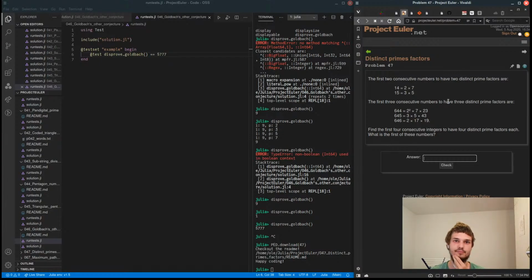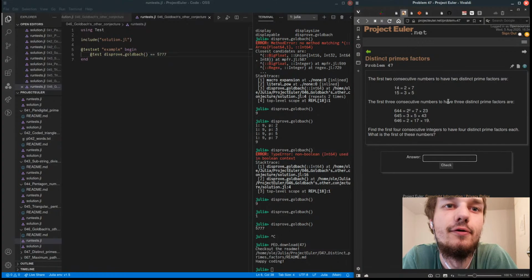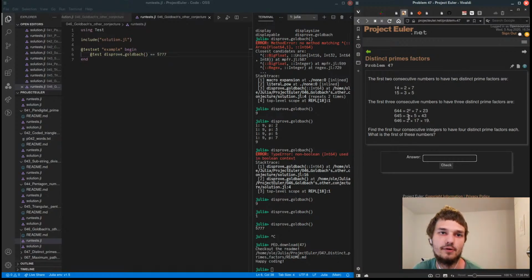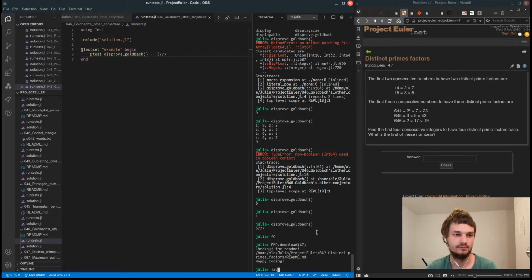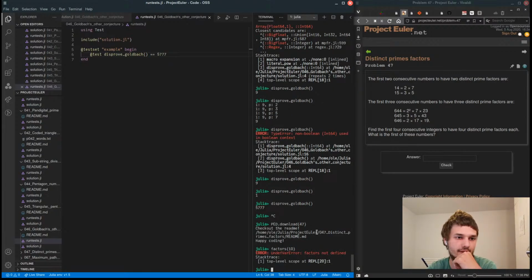Alrighty. The first 2 consecutive numbers to have 2 distinct prime factors are, yes, the first 3 consecutive numbers to have 3 distinct prime factors. Okay, find the first 4 consecutive integers to have 4 distinct prime factors each. Okay, so the 2 is allowed to be there twice, but each of them has to be okay. I'm not sure whether this is cheating.